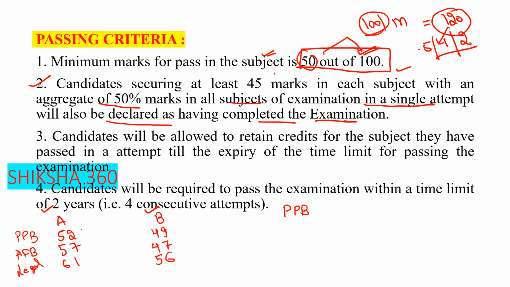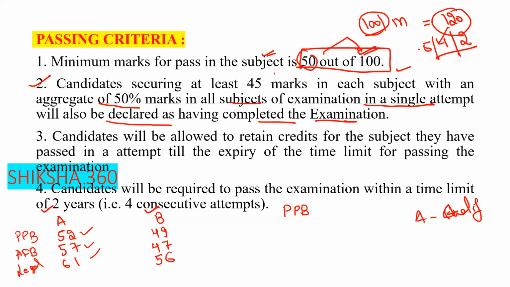So here A has got at least the minimum marks of 50 in all the 3 subjects, so A is qualified. Now the question arises whether B qualified or not. The second question is whether B qualified the JAIIB exam or not. So how can we know that?